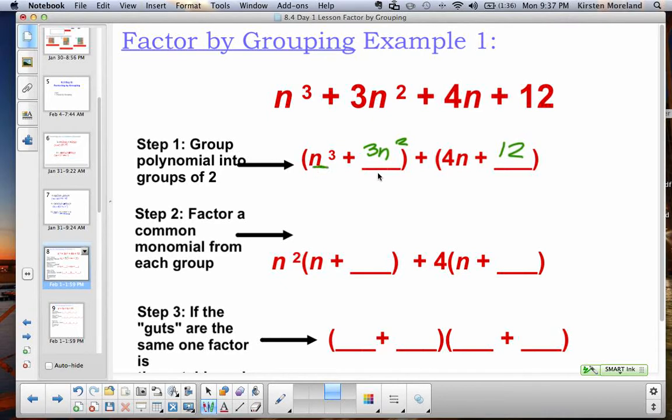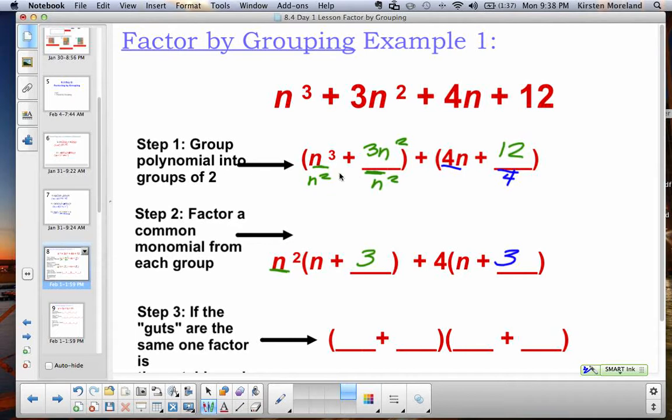Second step, figure out what each parenthesis has in common. So this n cubed and 3n squared has an n squared in common. Goes back to factoring out the GCF, so it's like you're dividing each one of these by n squared. So I'm left with an n and a 3, because the n's on this cancel. If I look at the second set of parentheses, a 4n and a 12 have just a 4 in common. So I'm left with an n, and when I divide this by 4, I'm left with 3.